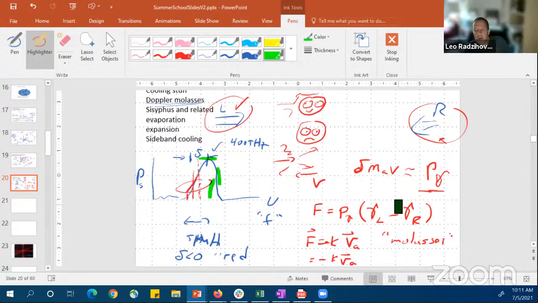Can you say something about the limitation of this? I mean, at some point you slow them down enough. There must be shot noise from the re-emission. I can definitely. In fact, I'll say something about that right now. Okay, wonderful.